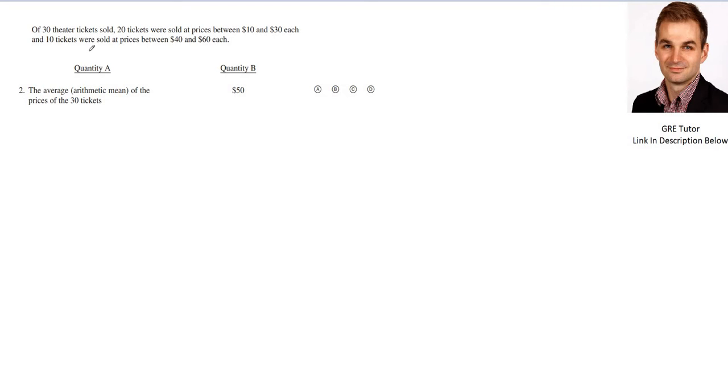Okay, so it says of 30 theater tickets sold. So right away I'm going to know that there are 30 theater tickets. Now, it says 20 tickets were sold at prices between $10 and $30 each. So I know that of these 30, 20 of them are sold, and they're sold at a range. This range is going to be $30 and $10.